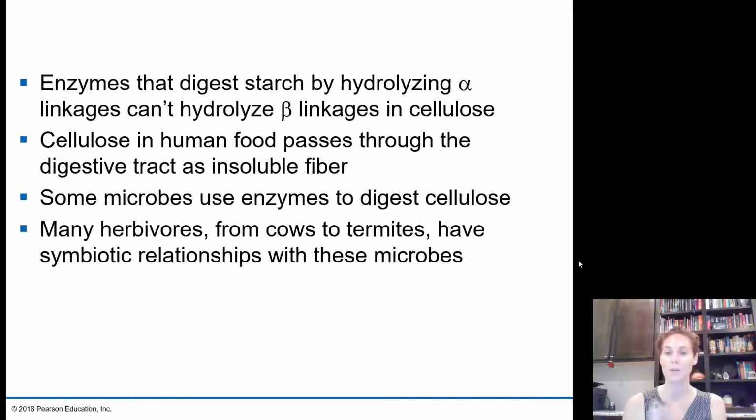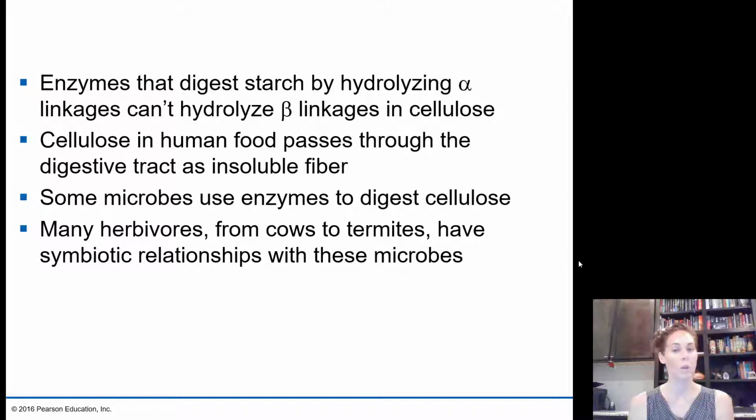Fiber is good for you because you can't digest it. It scrapes your colon and all your digestive tract, and it kind of cleans it out for you. And that's why fiber is supposed to be cleansing for the colon. Some microbes, though, will digest cellulose.